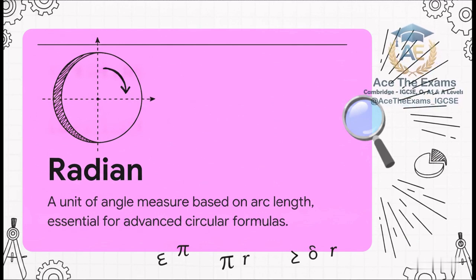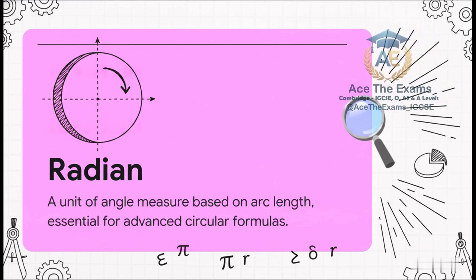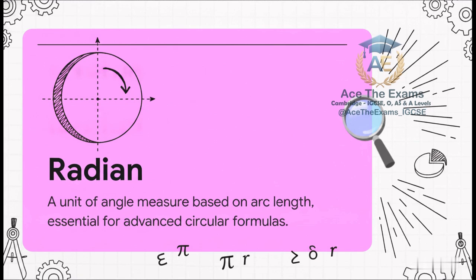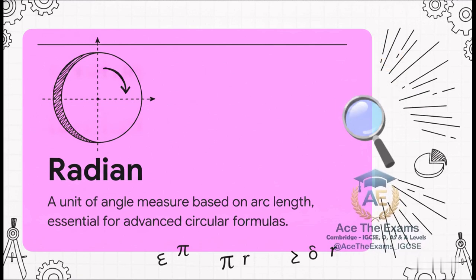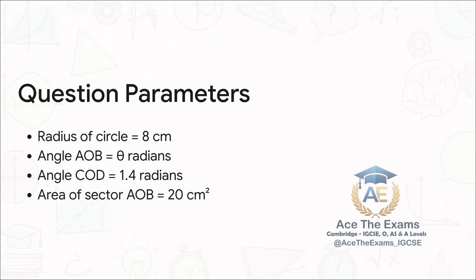What you absolutely need to take away from this is that the advanced formulas for sector area and arc length that you're expected to use in these exams only work if your angle is in radians. If you try to use degrees, your calculations will instantly fall apart. No way around it. Let's look at question 6.